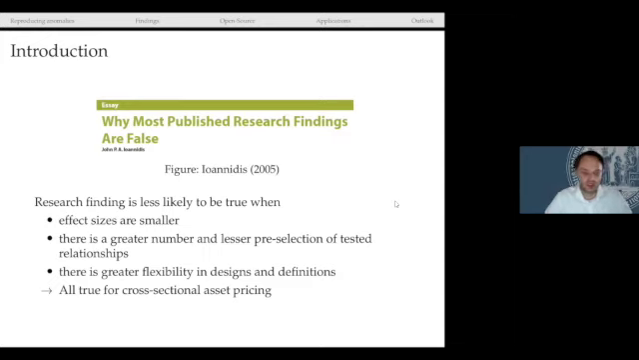There's a ton of variables that you can use to find such a relationship between some predictor and expected returns, from fundamentals to earnings to more exotic data sets. Then there's great flexibility in how you establish such a relationship. You can run a univariate regression, you can run a multivariate regression, you can do portfolio sorts. So you have lots of flexibility in how you go about establishing your research finding in cross-sectional asset pricing.